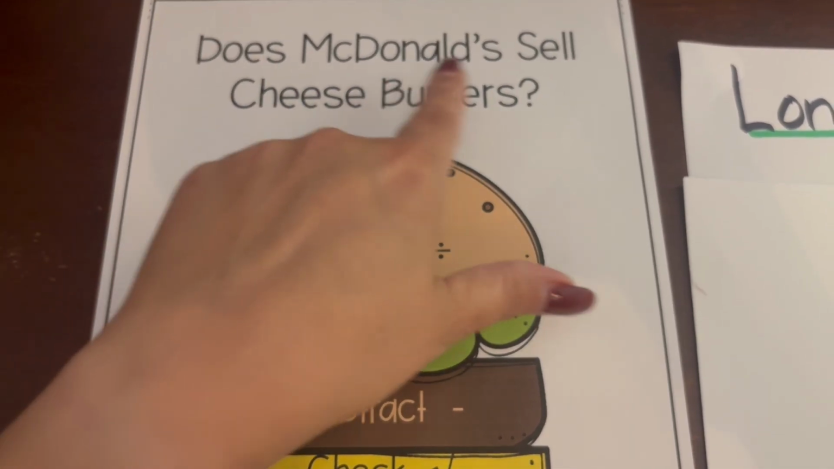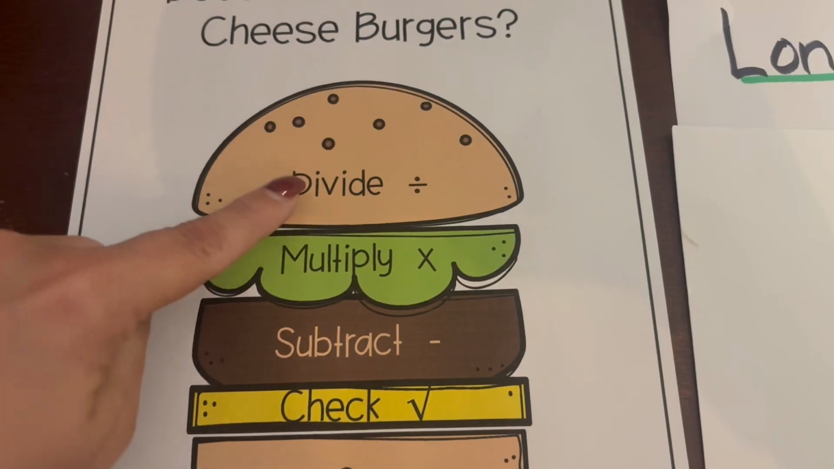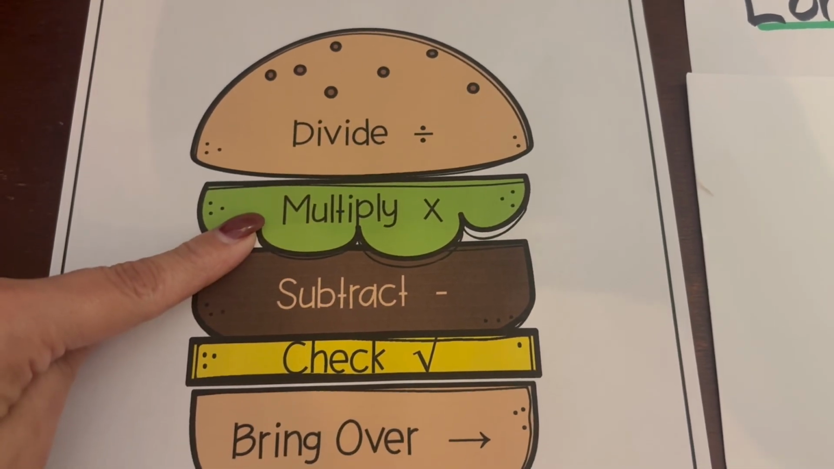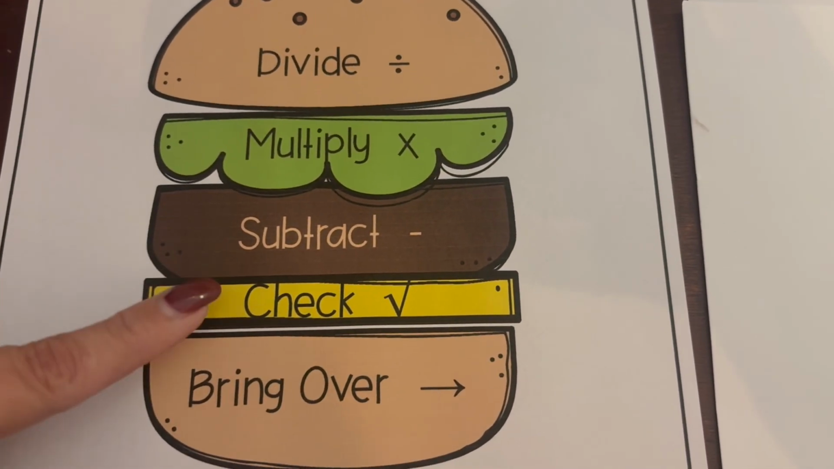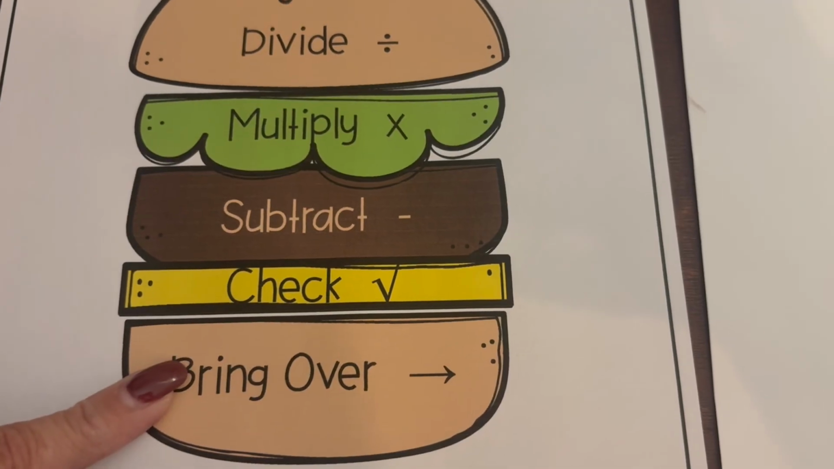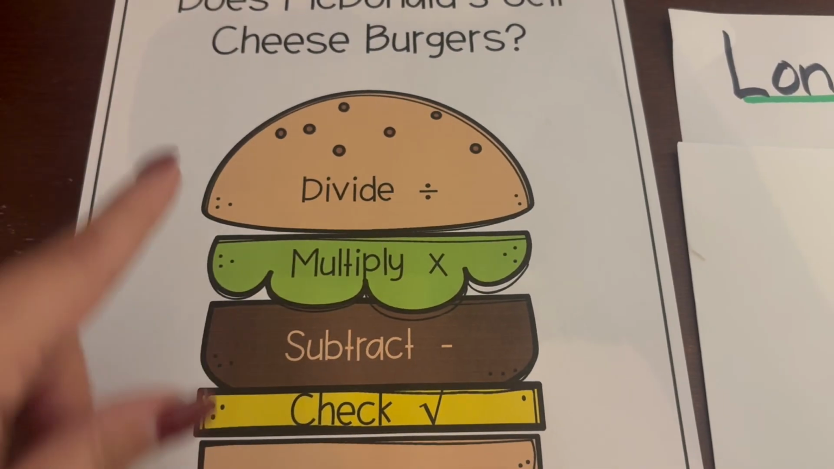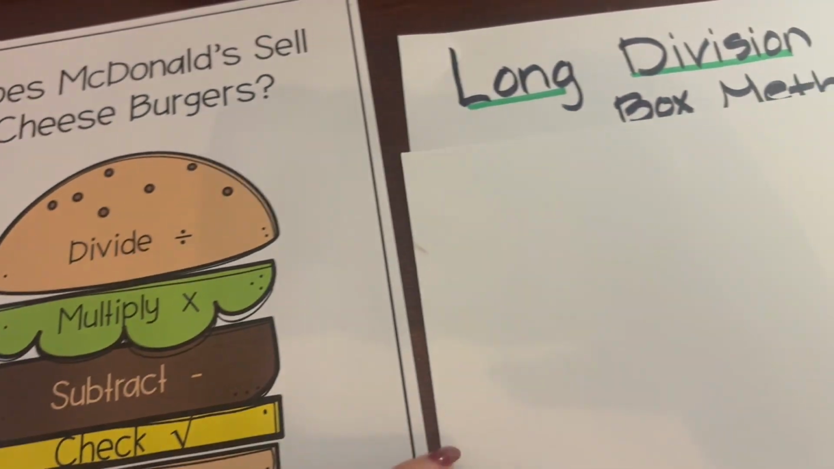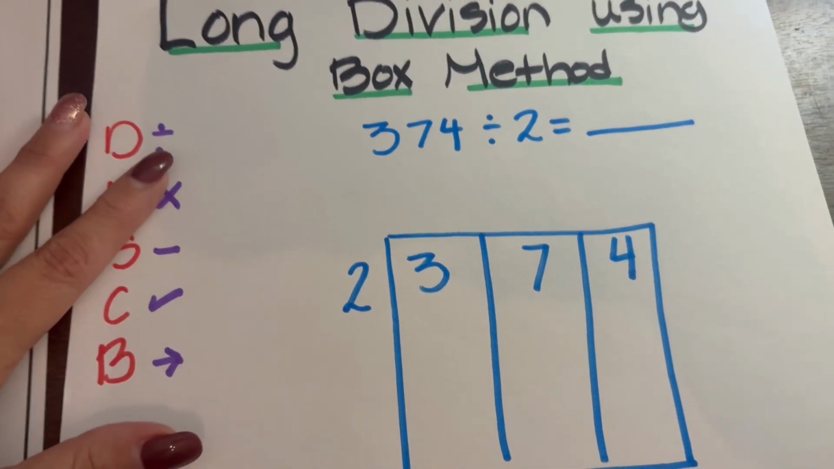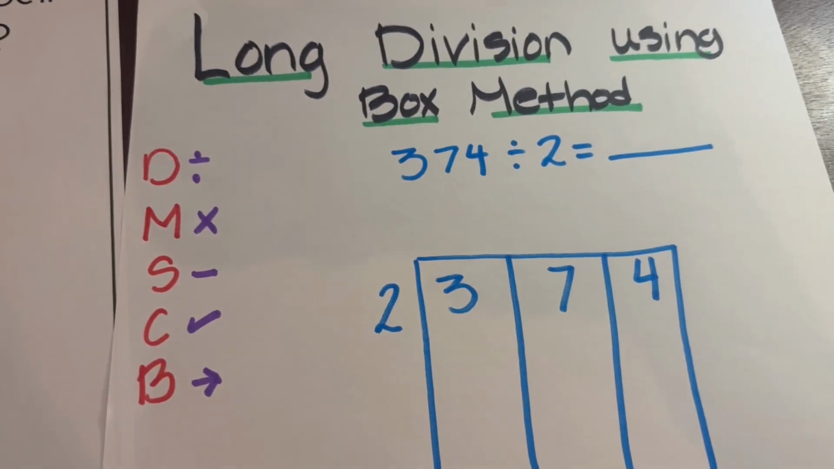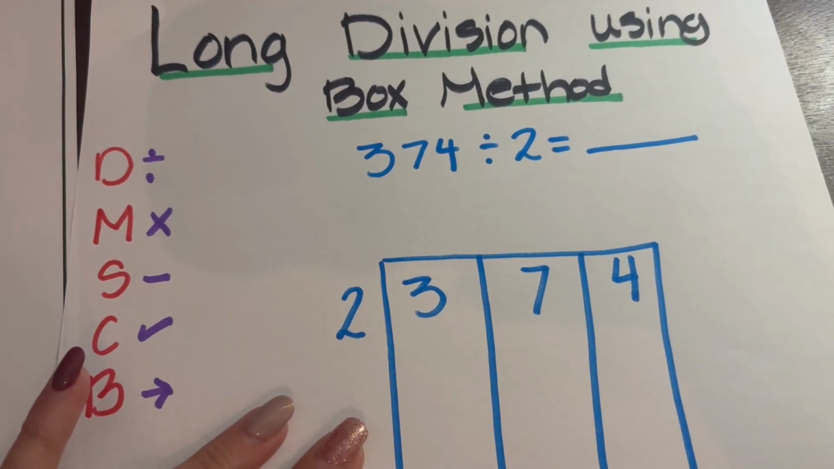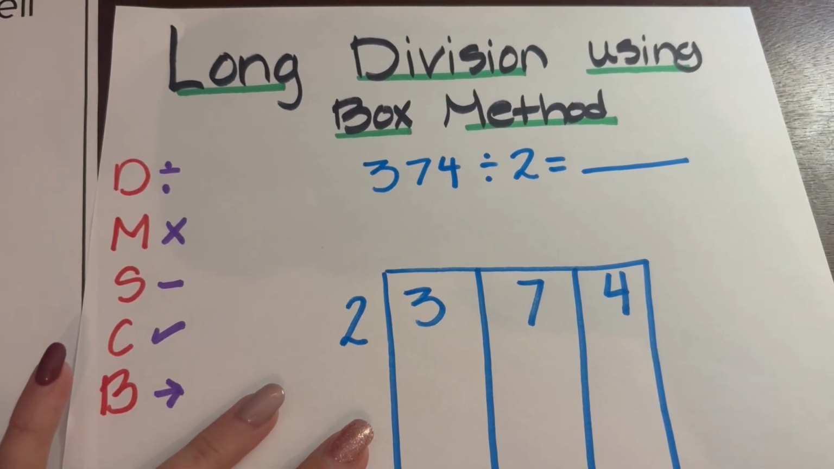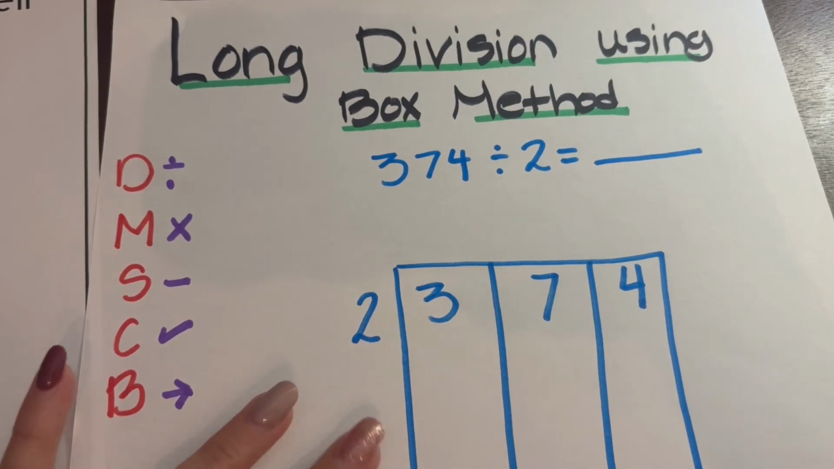Does McDonald's sell cheeseburgers? The D stands for divide, the M for multiply, S subtract, C for check, and B for bring over. So you're going to see in a second when I solve it, I'm going to be using these steps to help me solve it. This is the first example that I'm going to do. This example is not going to have a remainder left over at the end, and the second example will.